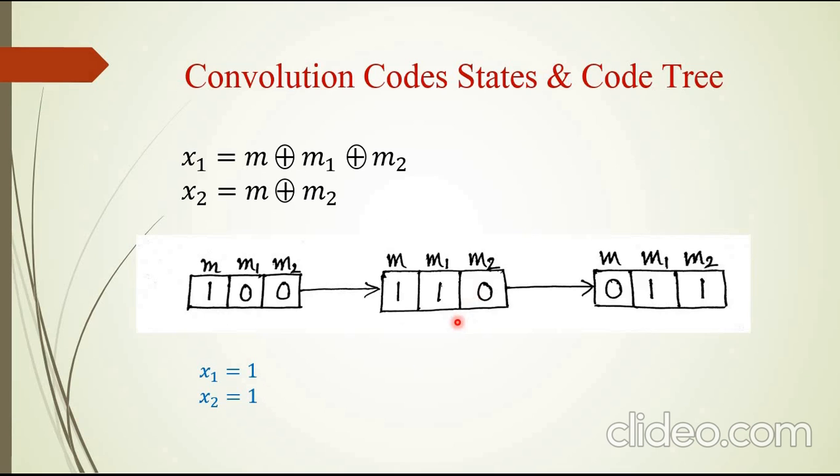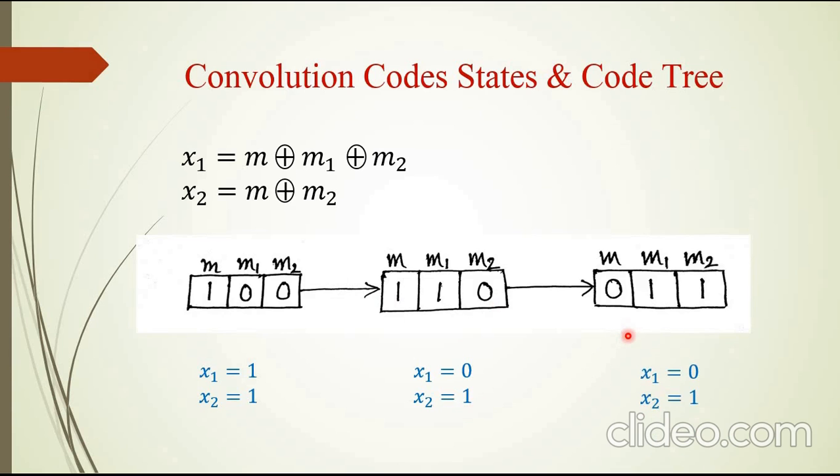For the second shift, if you calculate x1, that is the addition of 1, 1, 0. So that is 0. The reason is two ones are there, and in modulo 2 addition 1 plus 1 will be 0. And output x2, that is 1 plus 0, because x2 equals m plus m2. So x2 is 1 for this case.